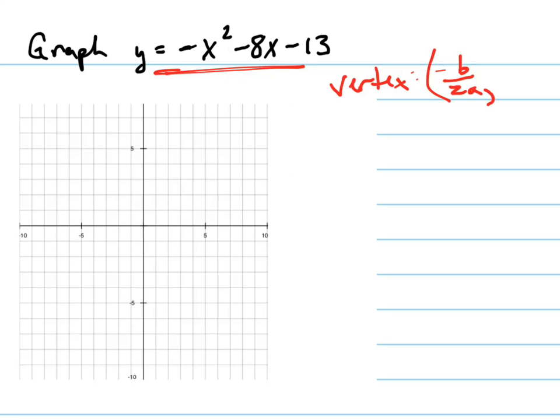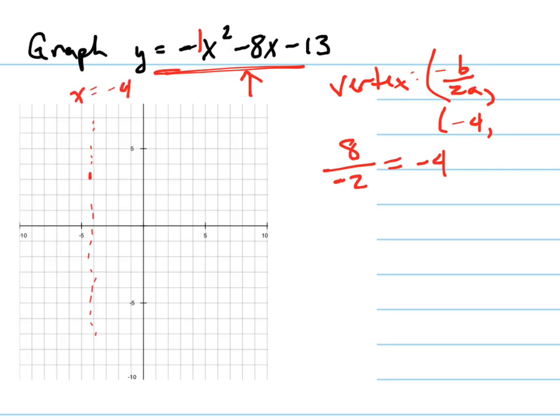So let's do that. Negative b would be 8, because b is negative 8, and a is negative 1, so 2a is negative 2, which means the x-coordinate of my vertex is negative 4. So now I'm going to find my y-coordinate, and by the way, that also tells me what the axis of symmetry is going to be. X equals negative 4 is the axis of symmetry.